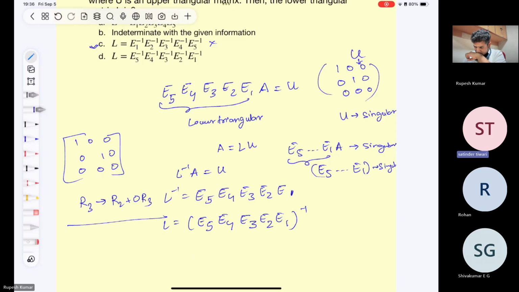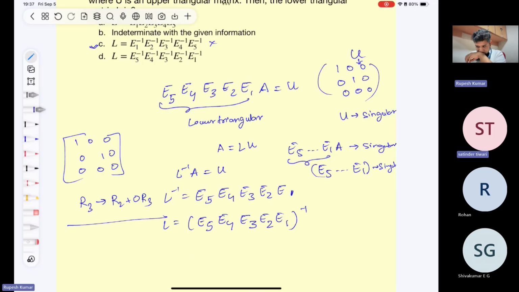Like we have E1 on the A matrix. We have applied E5, first we have applied E1, E2, E3, E4, E5. Now one by one we'll take the inverse, because to the left side we have E5.